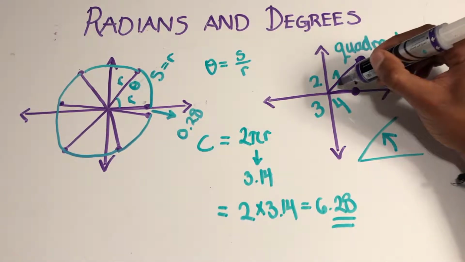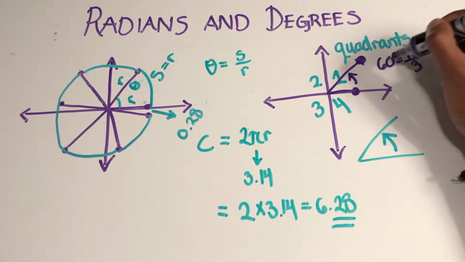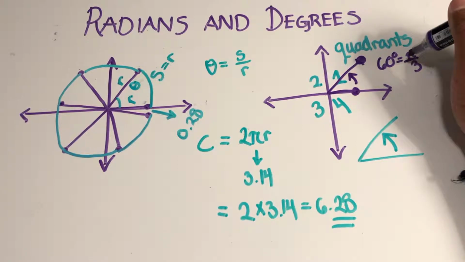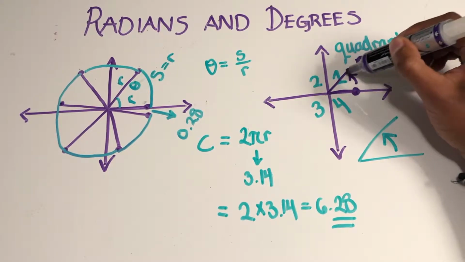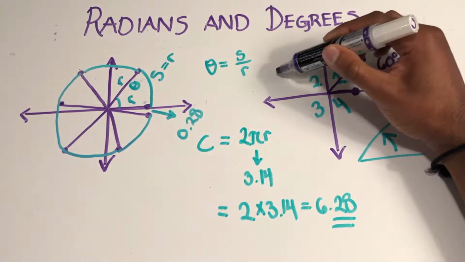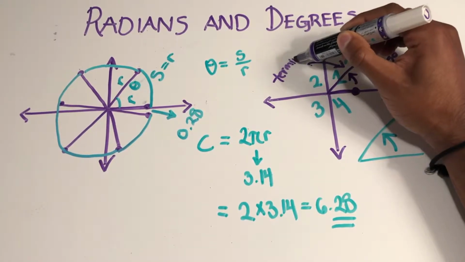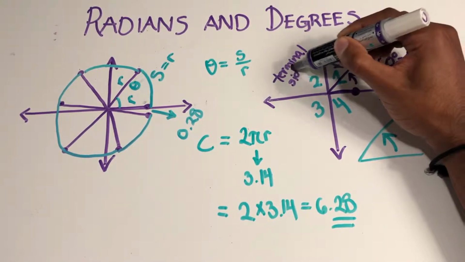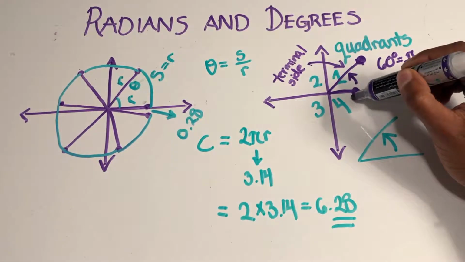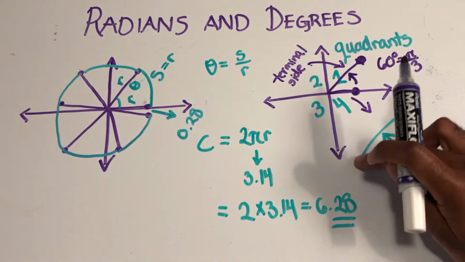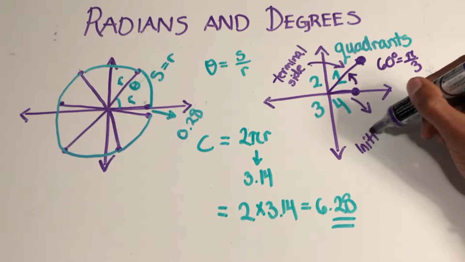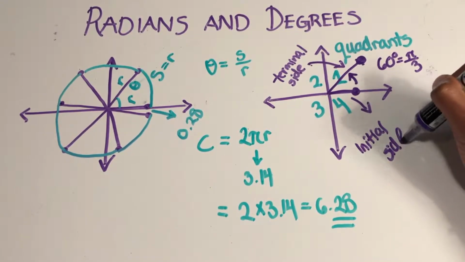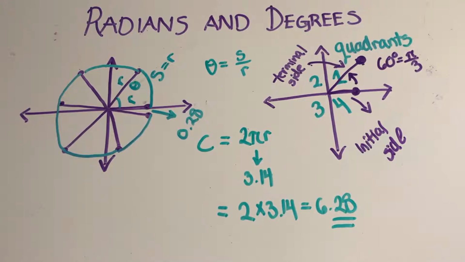So when an angle starts to gain measure and ends up at 60 degrees or pi over 3 radians, the side in which it ends is called the terminal side. So this side right here is called the terminal side. And then the side that the angle started with is called the initial side. Again, important concepts. It's good to keep those in mind in case you encounter questions.